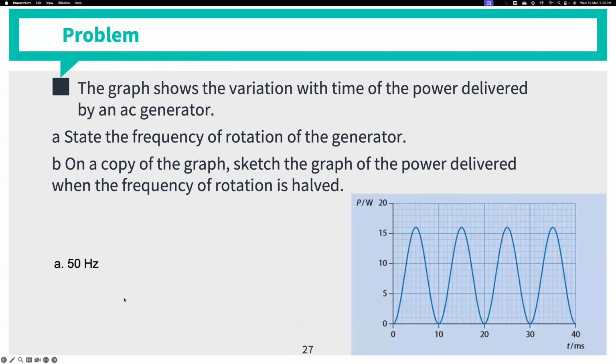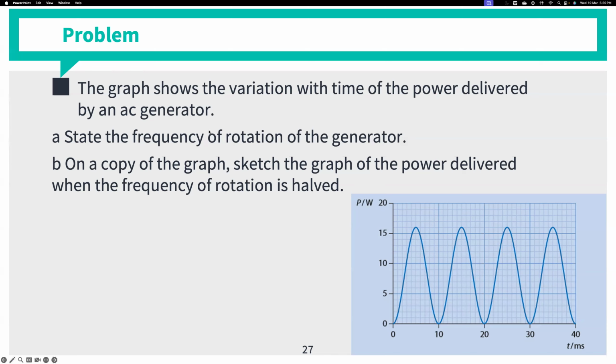Okay, so that's basically the end of your Topic E3, but we'll end with this last question. The graph shows the variation with time of power delivered by an AC generator. State the frequency of rotation of the generator.